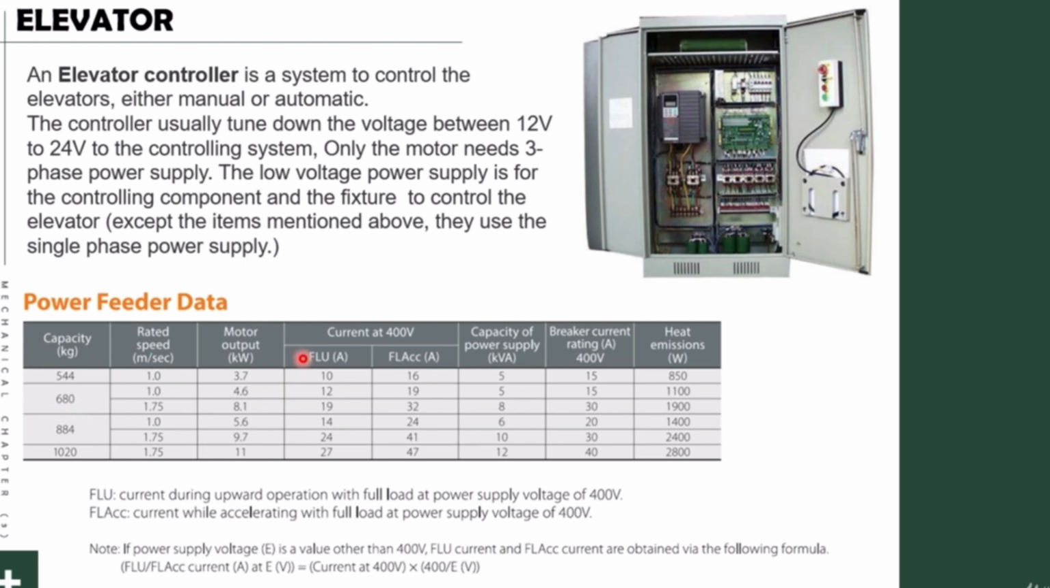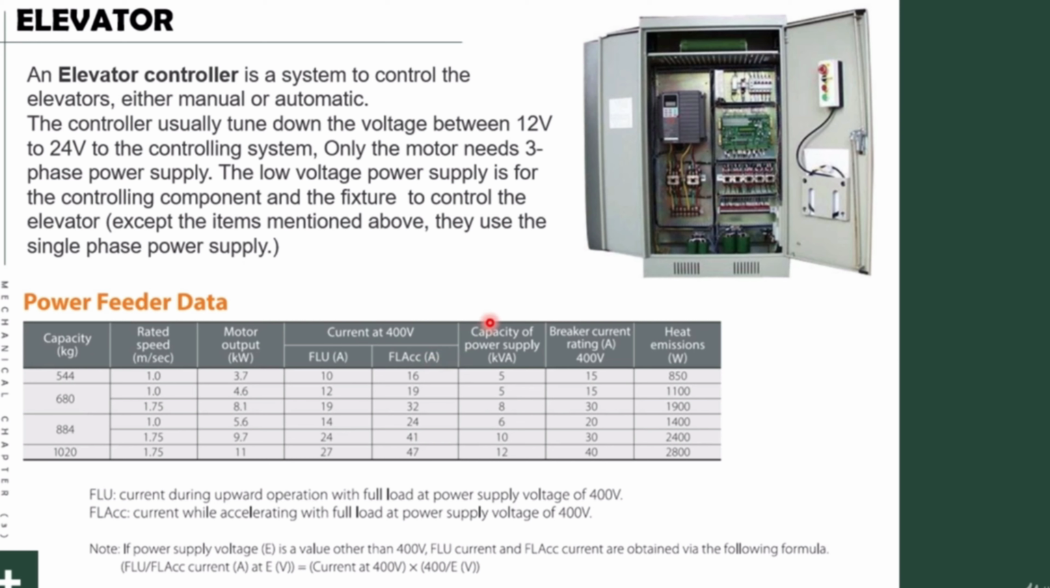And here this is the FLU. This is the current during upward operation with full load at power supply voltage 400 volt. And also this is the FLACC in ampere. This also presents the current while accelerating with full load at power supply voltage of 400 volt.